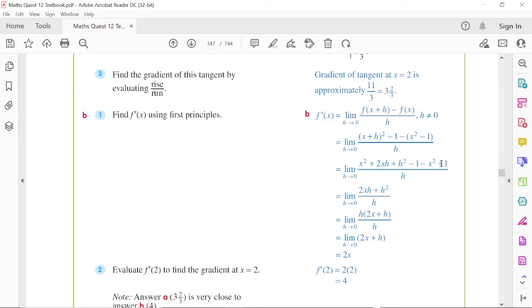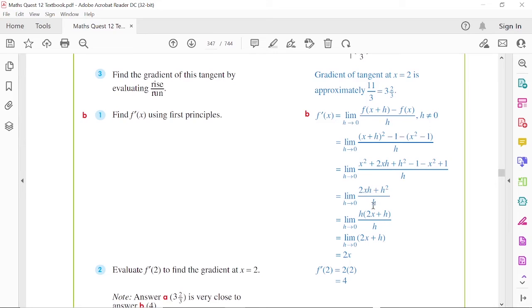And so we want to cancel anything that we can. We've got the x squared at the front, minus x squared here, so that wipes them out. And then we've got minus 1 plus 1, so that eliminates that. So what we're left with then is just 2xh plus h squared over h. Okay, so we're finding the limit now of something a little bit simpler.